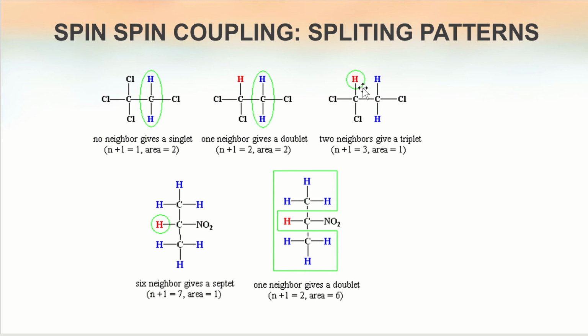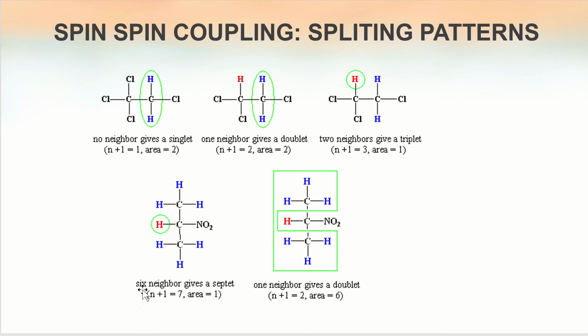It is attached to a carbon that has an adjacent carbon that has 2 protons attached. So that means that n is equal to 2, and therefore n plus 1 is equal to 3, and 3 means that we have a triplet. And the area under this triplet, however, would be 1 because it only represents this proton here.